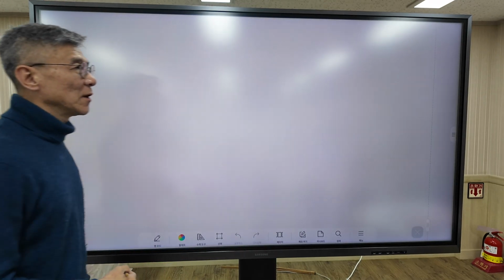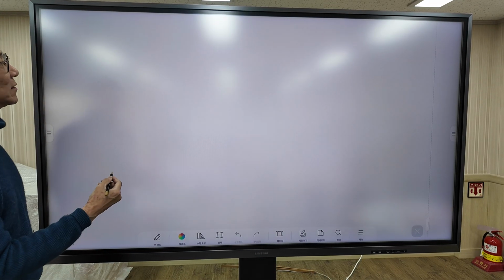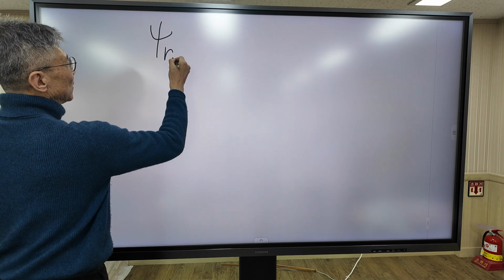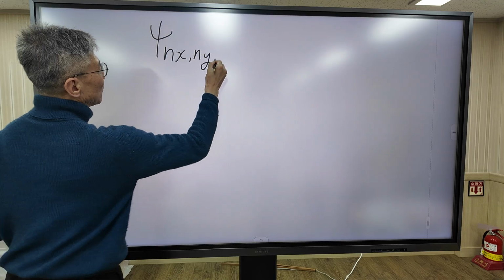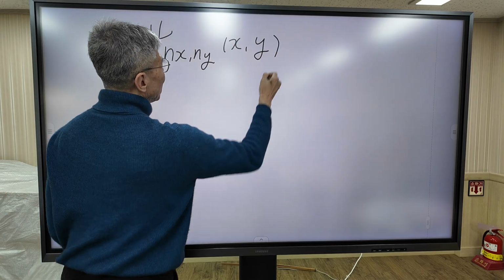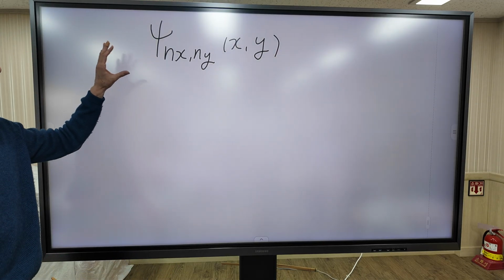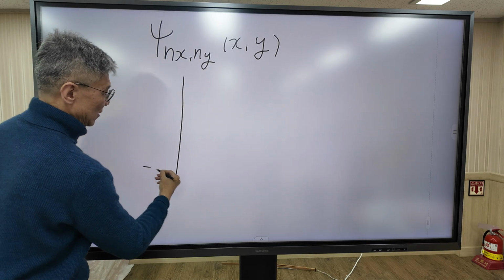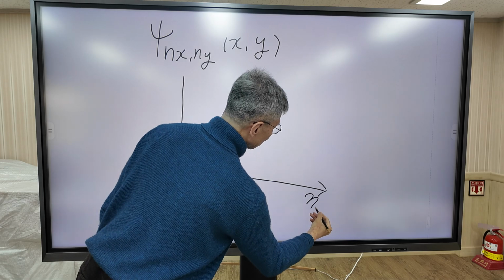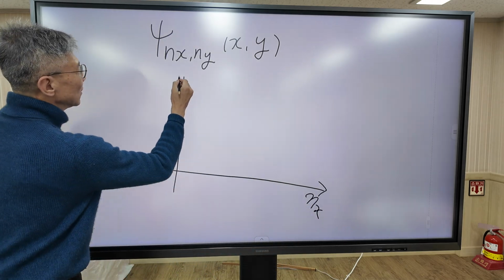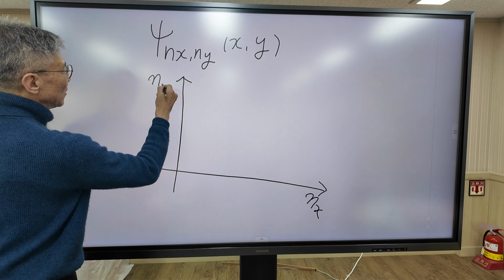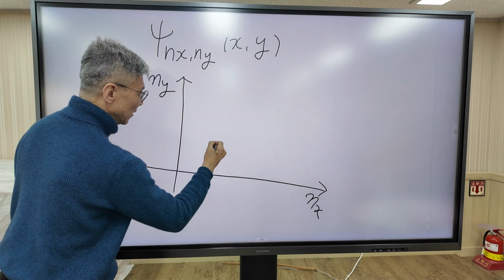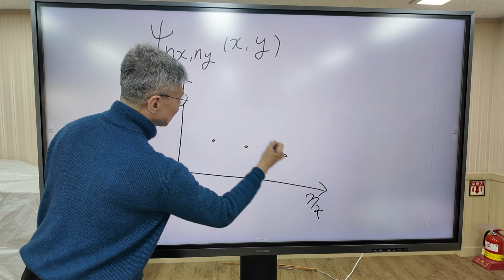Okay, last time we talked about the two-dimensional particle in a box, and the wave function requires two quantum numbers. I'm going to visualize the quantum mechanical state as lattice points in two-dimensional space. The x-axis represents the nx quantum number, the y-axis represents the ny quantum number, and nx and ny take only integer values, so each state can be represented as a lattice point.